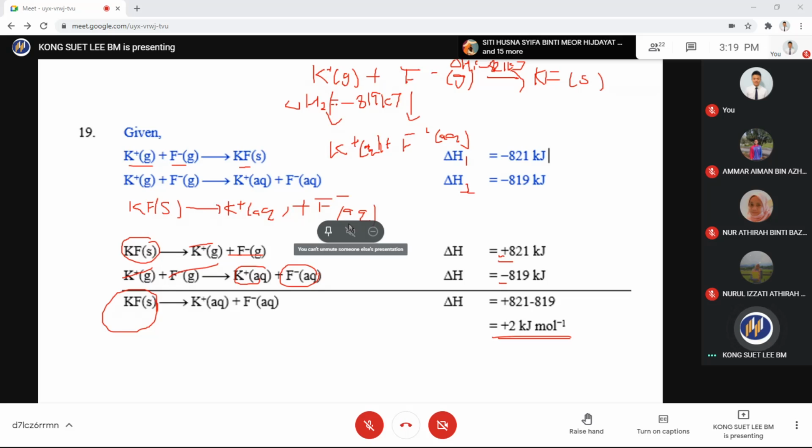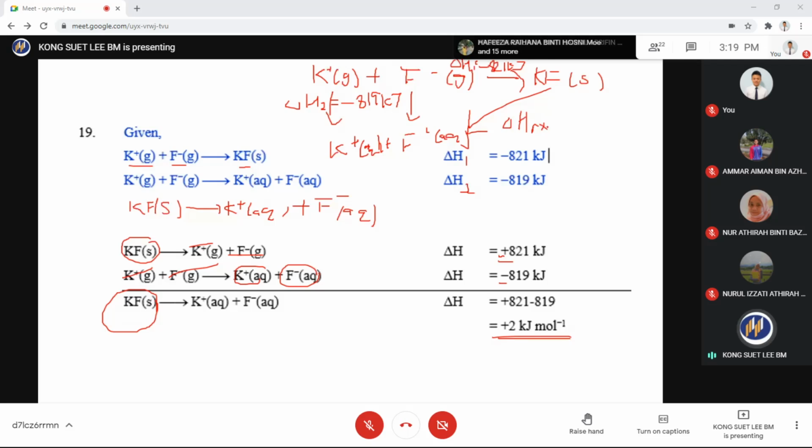Okay, equal to, and then the last one. According to the definition of solution, it is 1 mole of ionic compound dissolved in water. That's why the arrow should be like this. So this is the enthalpy of the reaction.